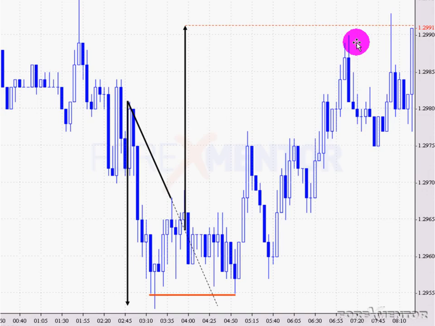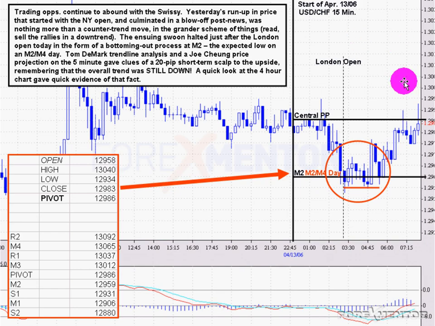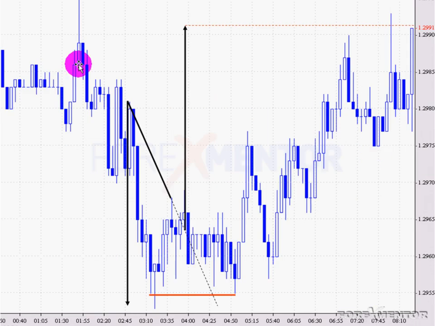This is what that double bottom looks like on the 5-minute chart right here. Run down in price, double bottom, price takes off. Has to be at the end of a run down in price.